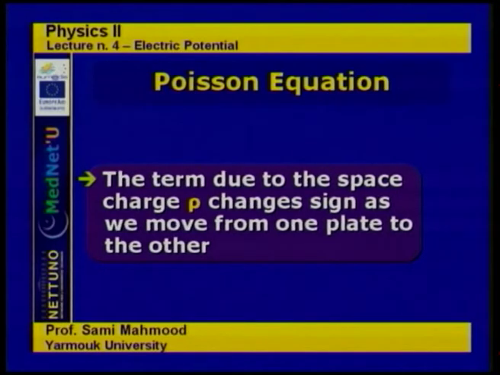The term due to the space charge rho between the two plates, we notice that it changes sign as we move from one plate to the other.